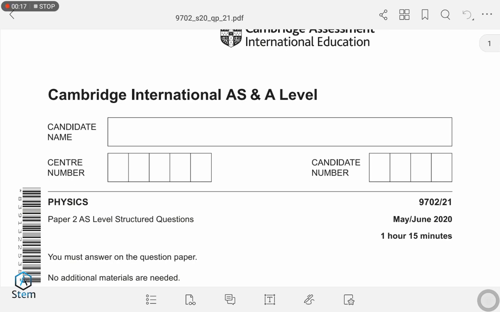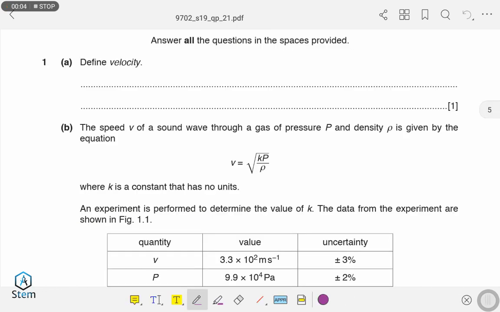Hello guys, today we are revising the physics paper from May-June 2020. This is our paper 2 questions, which are AS level structured questions. This paper is written by the AS level students and the A level students who are making one sitting. So let's get started. Now let us move to question number 1.